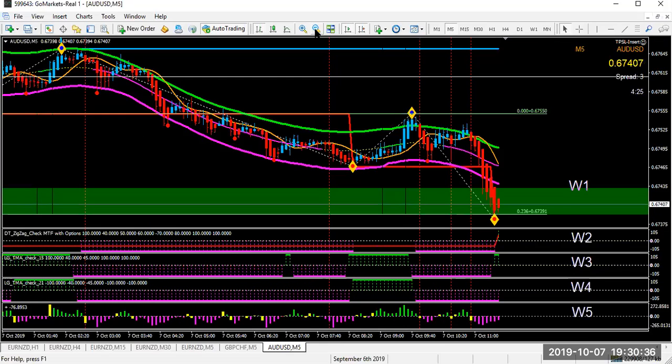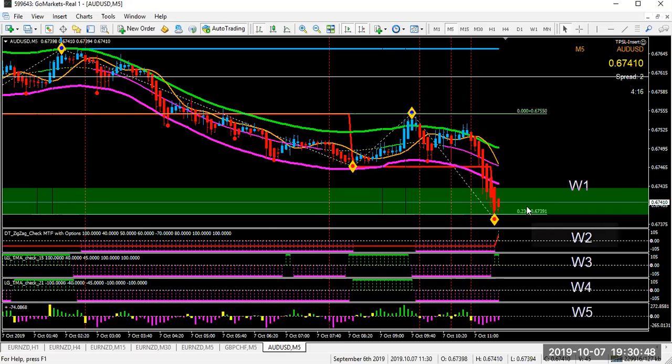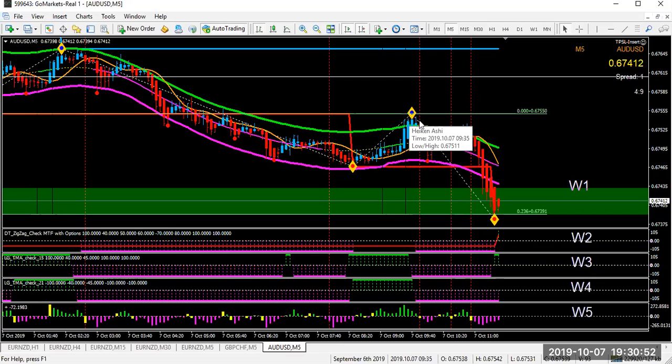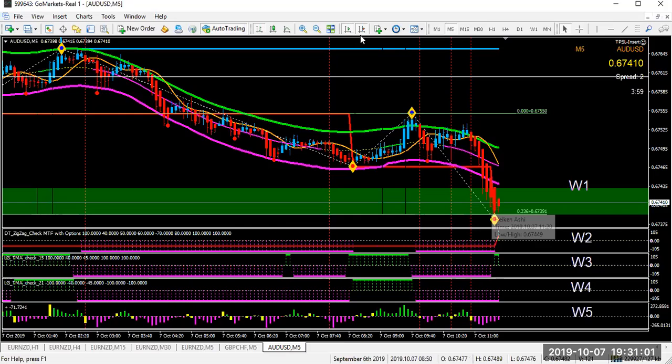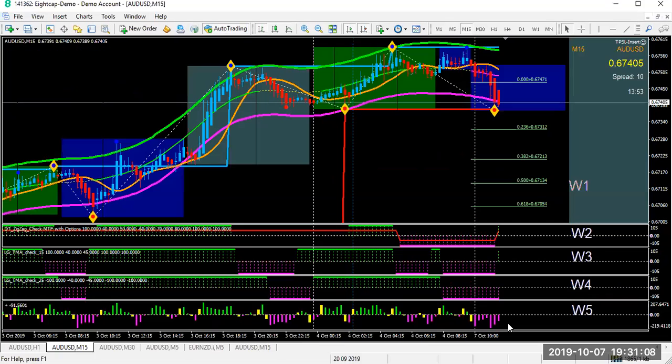Okay, so we can see over here on Go Markets, there was actually an open percentage level. That was the bottom of that support band, which on a different broker looks slightly different.